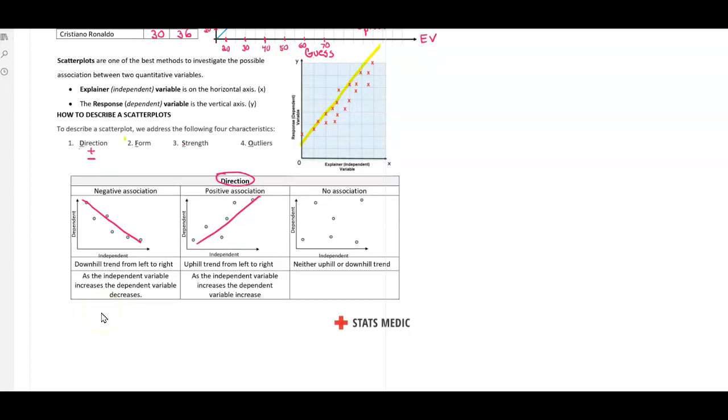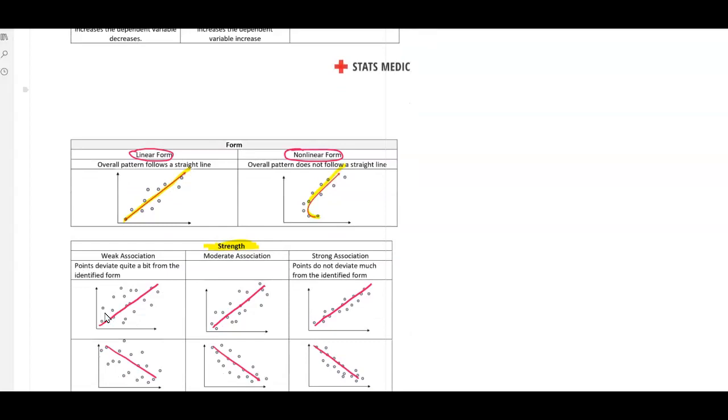The form was, most of the time it's going to be linear, or in some cases it's going to be nonlinear. So if you look at these examples up here, they kind of follow a line. They are grouped around a line. So we'd say that those are linear. The overall pattern follows a straight line. If the overall pattern follows a curve, then we say it's nonlinear.